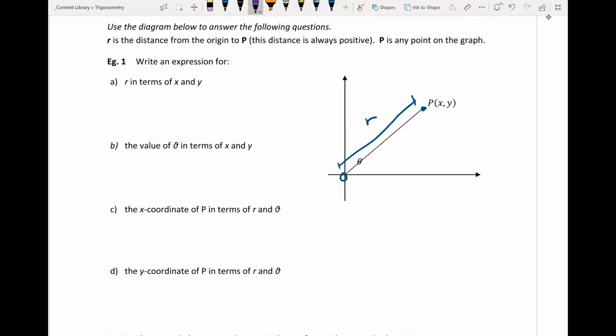Whenever you see a terminal arm and you're looking for r, x, or y, we can always create a right triangle. I'm going to close off one side of it, and this would be our y value from the coordinate. And along the x-axis here, this would be coming from our x value of the coordinate. So we're going to express r in terms of x and y. If I knew what x and y are, I can just use the Pythagorean theorem to solve for that missing side.